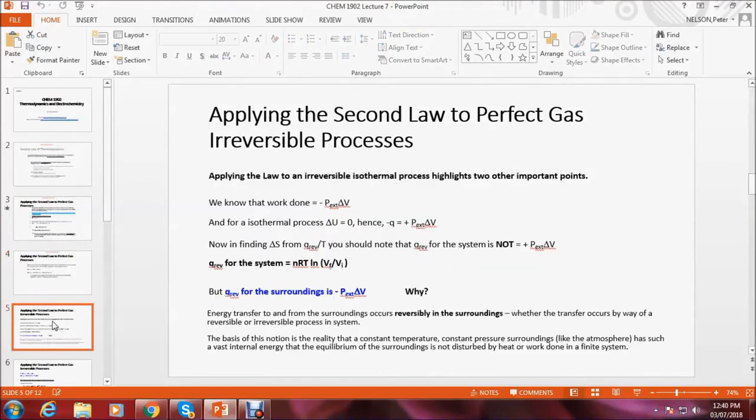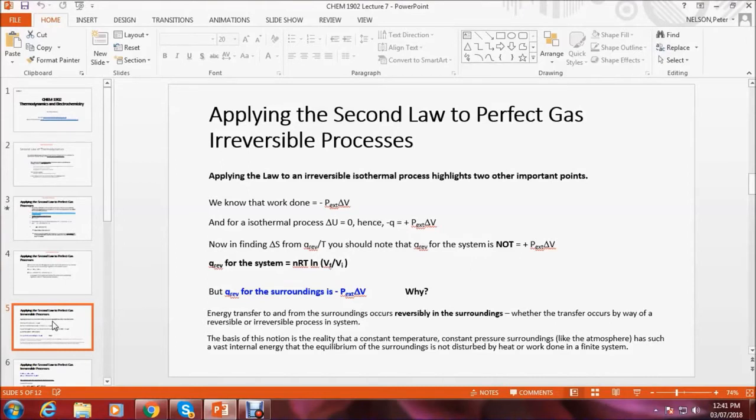Great. Now, about what we want to do in this lecture. Now we want to apply the second law to perfect gas irreversible processes. Now remember what our irreversible process is, or irreversible system.